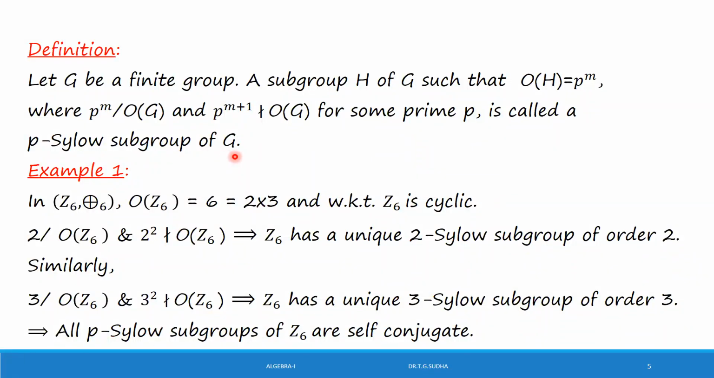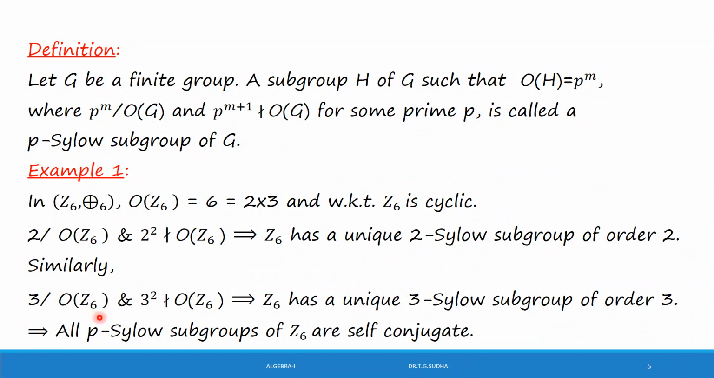Let us discuss an example wherein we have the modulo group Z6 with respect to addition modulo 6. We know that the order of Z6 is 6, and 6 can be written as 2 into 3 using prime factorization. We also know that Z6 is cyclic. Here 2 divides the order of Z6 and 2 square does not divide the order of Z6. So this implies Z6 has a unique 2-Sylow subgroup of order 2 using the first Sylow theorem.